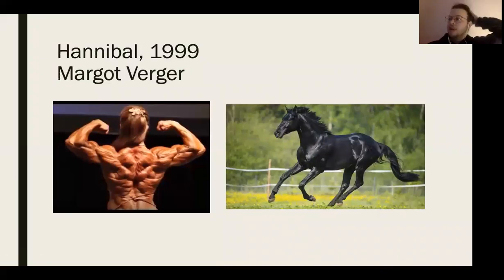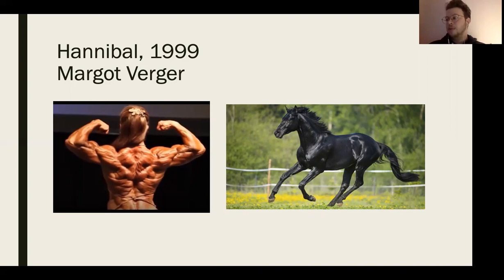So Margot Verger is a butch lesbian bodybuilder and horse enthusiast and the younger sister of the novel Hannibal's main antagonist, Mason Verger. Mason Verger is a wealthy capitalist whose hobbies include torturing children and participating in genocide, and who was mutilated by Hannibal Lecter prior to Lecter's arrest and imprisonment, sort of before the events of any of the novels.